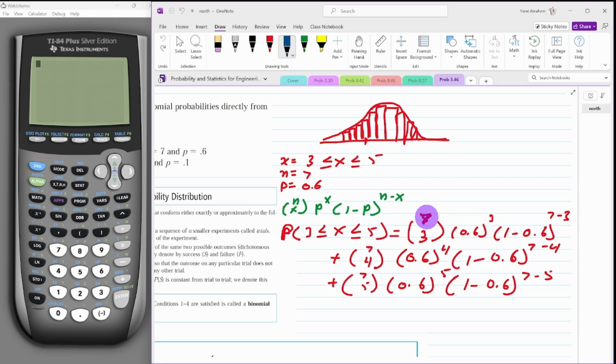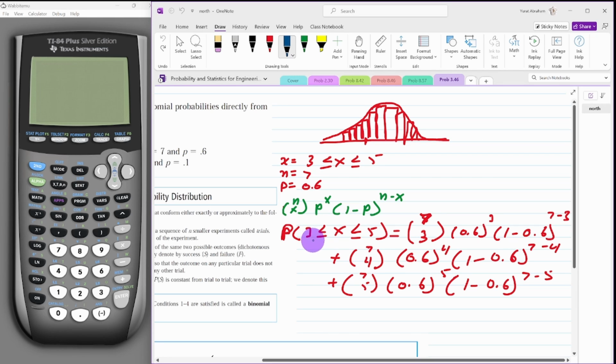three times. When n equals 7, x equals 3. When n equals 7 again, and when x equals 4, so I did it for when x equals 3, 4, and 5. It goes 4, 4, and 4, and 5, 5, and 5. And I'm adding them up.